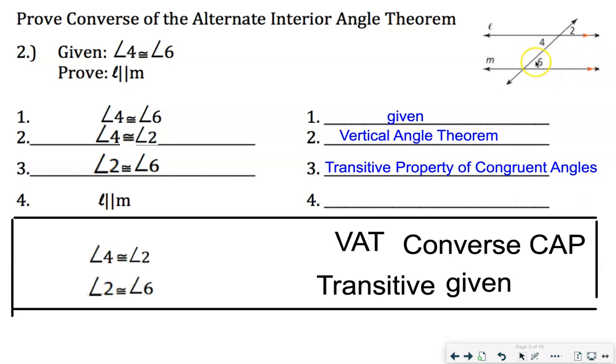The type of angles that 2 and 6 are is corresponding. Whenever I'm trying to say lines are parallel, it's going to be converse of something. So this time it's converse of corresponding, since 2 and 6 are corresponding. That's your answer for number 2. Check your work and make sure you get it right the second time.